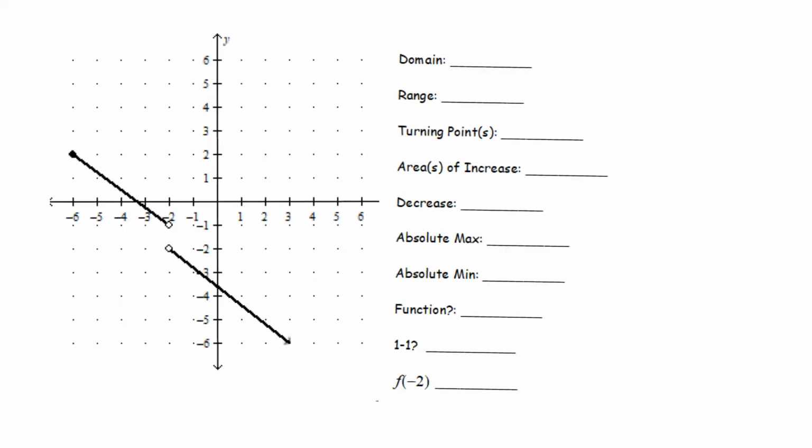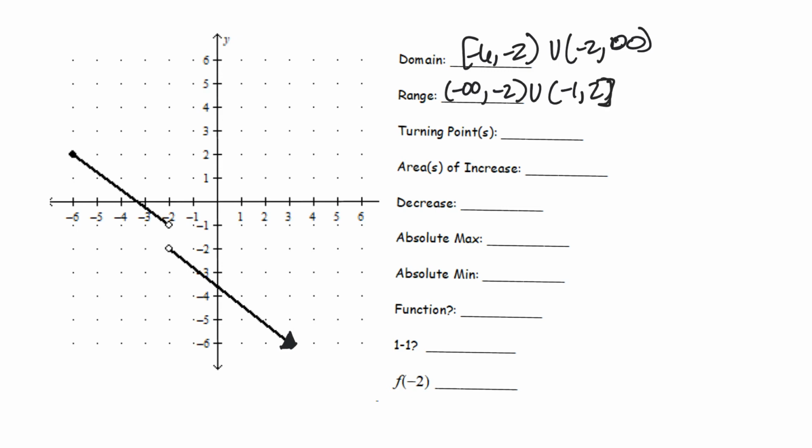Okay, so the domain would be -6 included to -2 not included, union -2 to infinity. So this is an arrow here. My range would be -infinity up to -2. Union picks back up at -1 not included up to y = 2 included.